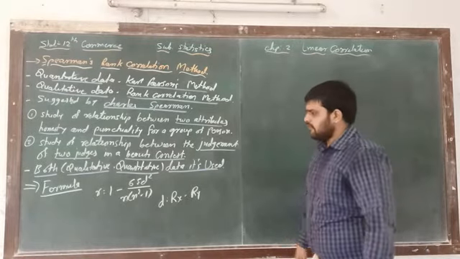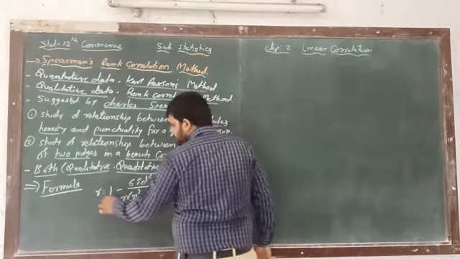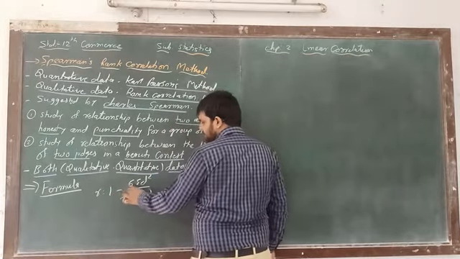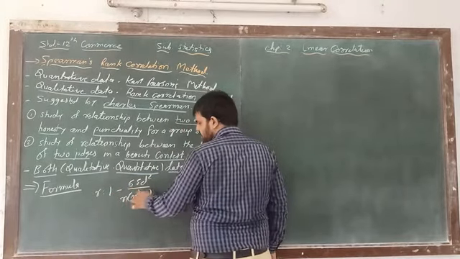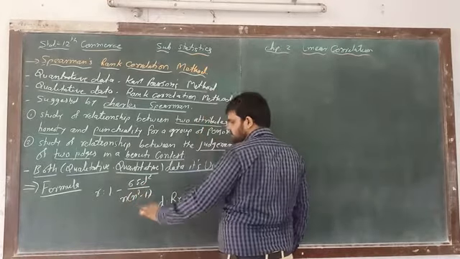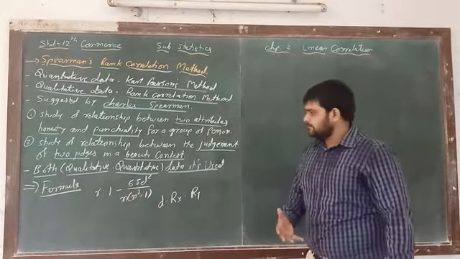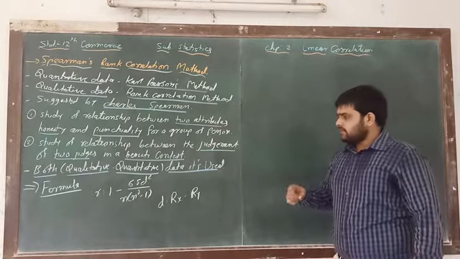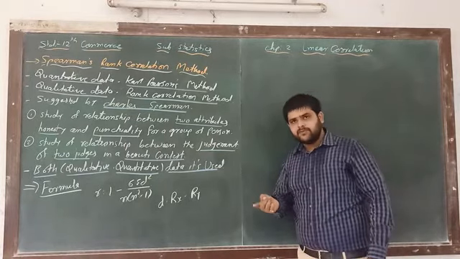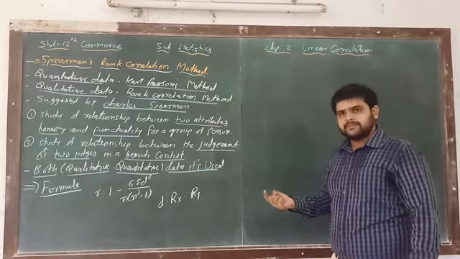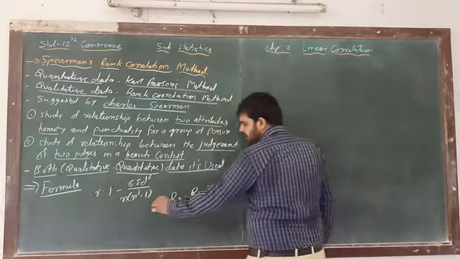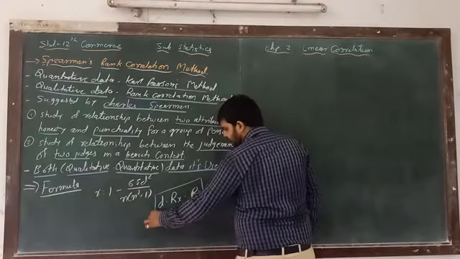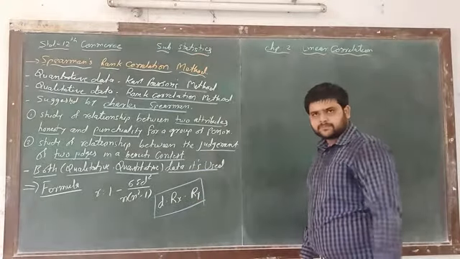And what is the formula? R is equal to 1 minus 6 sigma d square upon n into n square minus 1. So this is the formula: 1 minus 6 sigma d square upon n into (n square minus 1). And what is the formula of d? d is equal to Rx minus Ry.